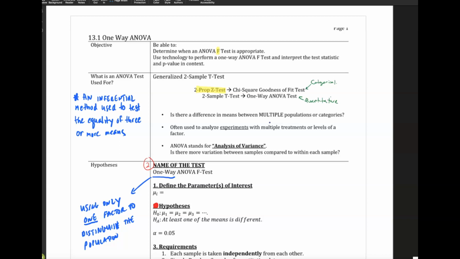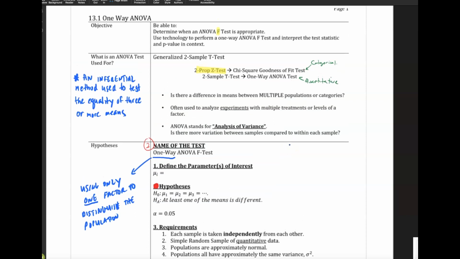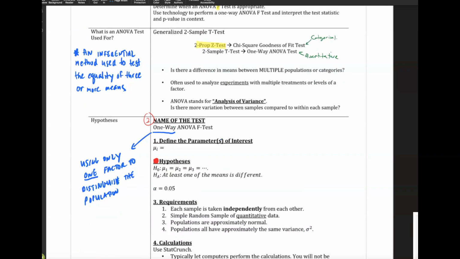And what we use that for, like I said, is to see if the sample means come from populations with different means. ANOVA stands for analysis of variance. And what we're looking at is the variation: we're comparing the variation between samples and within samples.